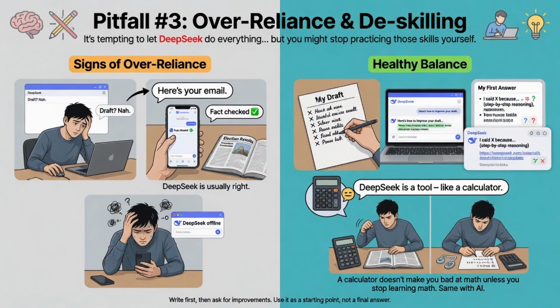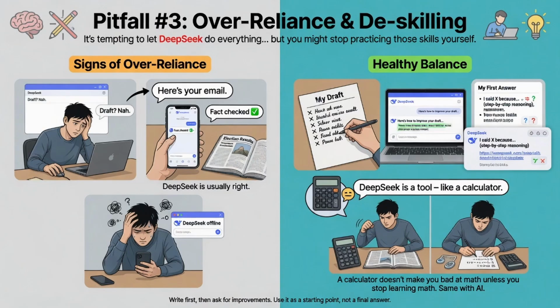Pitfall number 3. Over-reliance and de-skilling. It's tempting to let DeepSeek do everything: write your emails, plan your day, answer your questions. But if you rely on it too much, you might stop practicing those skills yourself. Signs of over-reliance: you no longer try to write a draft before asking AI, you stop checking facts because DeepSeek is usually right, you feel anxious or stuck without AI.